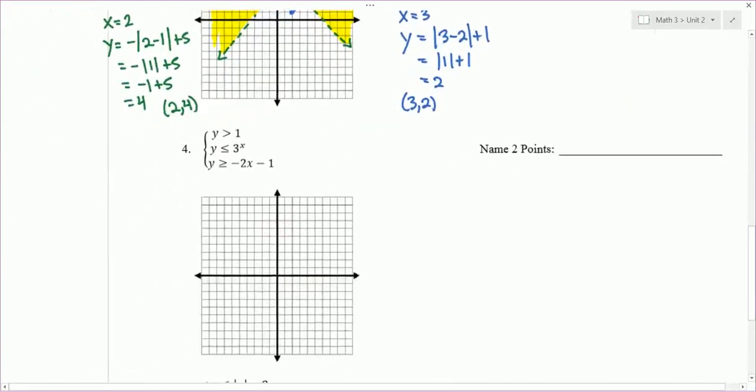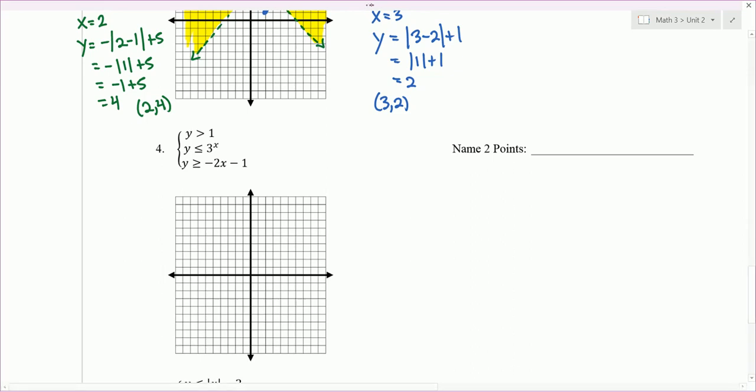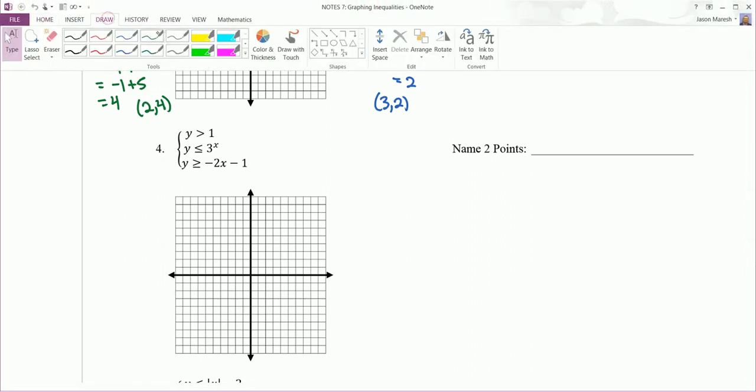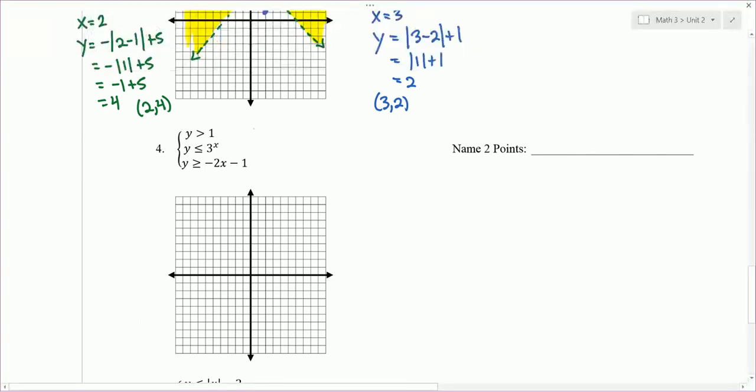Number 4. Here we have 3 inequalities, but it's going to work the same way. This time we are just looking for the region where all 3 intersect. So let's go one at a time. Our first one, the easiest one, we're going to graph y equals 1. That's a horizontal line at height 1, and we just got to decide, should it be dashed or solid? In this case, it's going to be dashed.